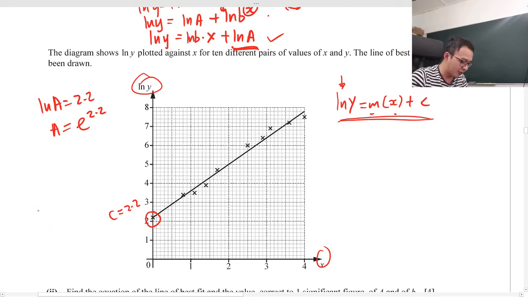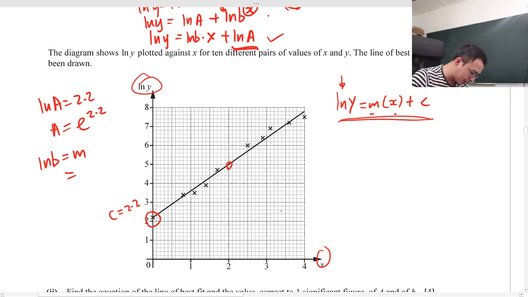Alright, then I will need to find the ln b. Ln b basically equals my gradient, right? So for my gradient over here, I will need 2 coordinates. So I will take any 2 coordinates that touch the line here. I prefer nice values. I will take this one. And I will need to pick one more nicer one.